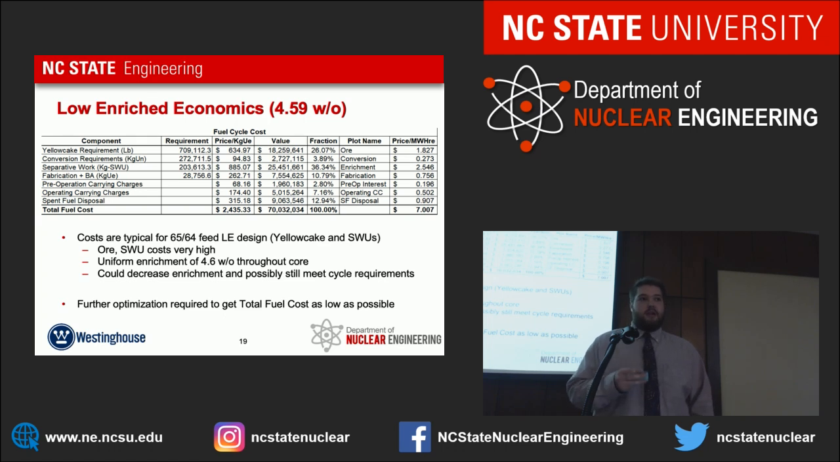Our low-enriched loading pattern has an overall fuel cycle cost of about $70 million, with our most significant expenditures being enrichment and ore costs. It's pretty standard for a 65-feed Westinghouse 3-loop PWR. Moving forward with a low-enriched design would likely entail optimizations of assembly placement and trying to get enrichment down just to make sure we're saving as much money as possible. Right now, our levelized cost is about $7 per megawatt.